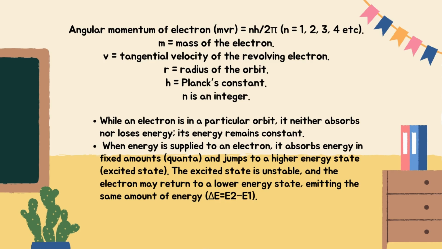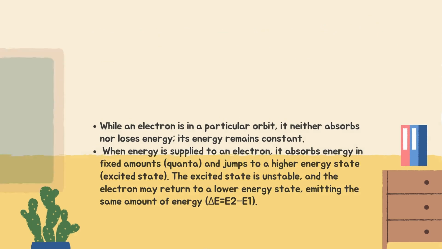While an electron is in a particular orbit, it neither absorbs nor loses energy. Its energy remains constant. When energy is supplied to an electron, it absorbs energy in fixed amounts, quanta, and jumps to a higher energy state, the excited state. The excited state is unstable, and the electron may return to a lower energy state, emitting the same amount of energy. ΔE equals E2 minus E1.